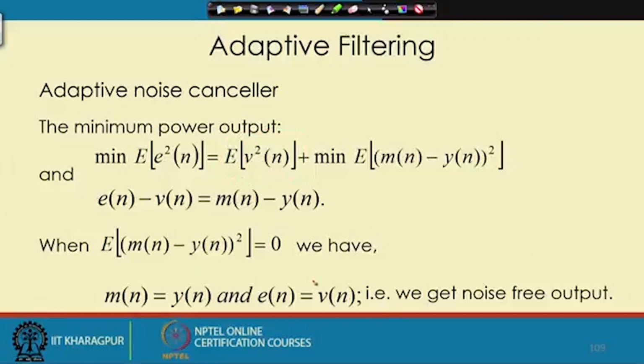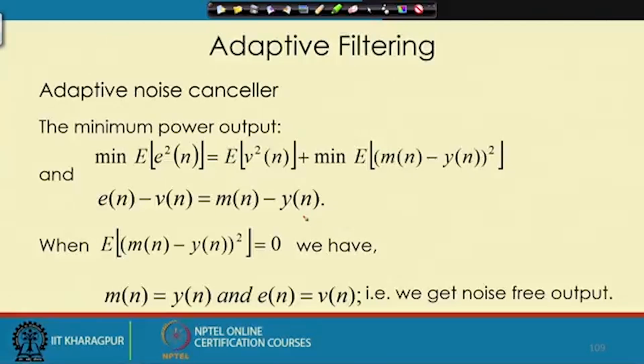Okay. And another thing we get from this, just rearranging the sides: the error minus v[n], where the error is the output of the noise canceller and v[n] is the signal of interest, is equal to m[n] minus y[n], where m[n] is the interfering noise and y[n] is the estimate of the noise.